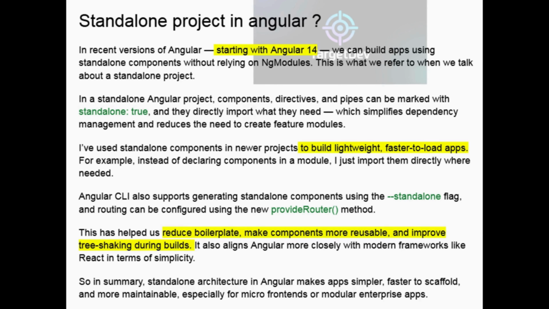I have used standalone components in newer projects to build lightweight, faster-to-load apps. For example, instead of declaring components in a module, I just import them directly where needed. Angular CLI also supports generating standalone components using the standalone flag, and routing can be configured using the new provideRouter method. This has helped us reduce boilerplate, make components more reusable, and improve tree shaking during builds. It also aligns Angular more closely with modern frameworks like React in terms of simplicity. So, in summary, standalone architecture in Angular makes development simpler, faster to scaffold, and more maintainable, especially for micro frontends or modular enterprise apps.